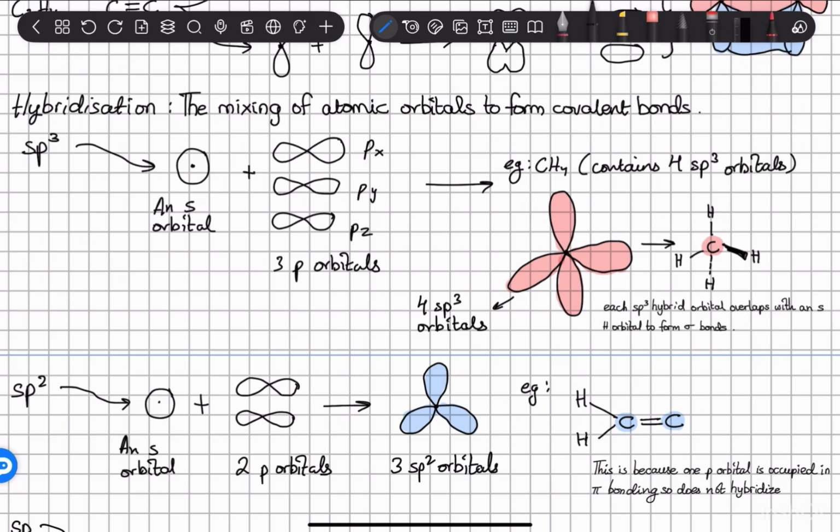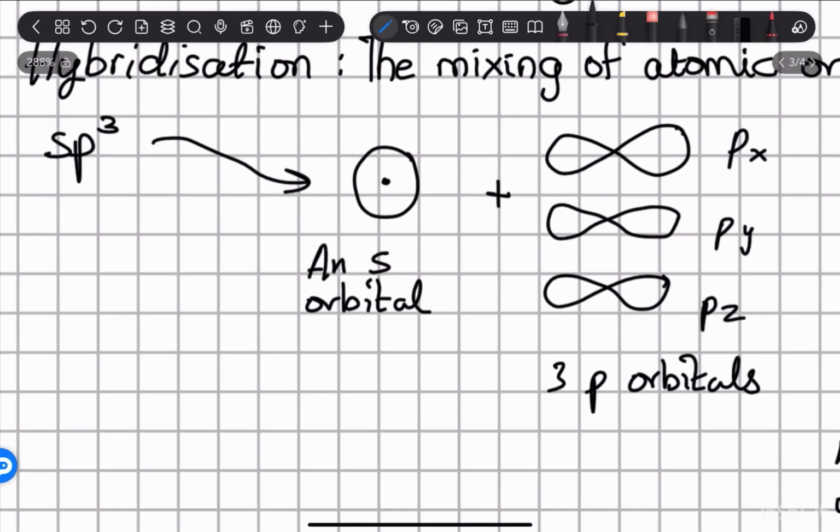Hybridization is basically the mixing of atomic orbitals to form covalent bonds. Essentially the same thing as forming molecular orbitals. So what we're going to look at in hybridization is how these atomic orbitals come together to form a molecular orbital. There are three main hybridizations we will be looking at. I already introduced you to the sp orbital.